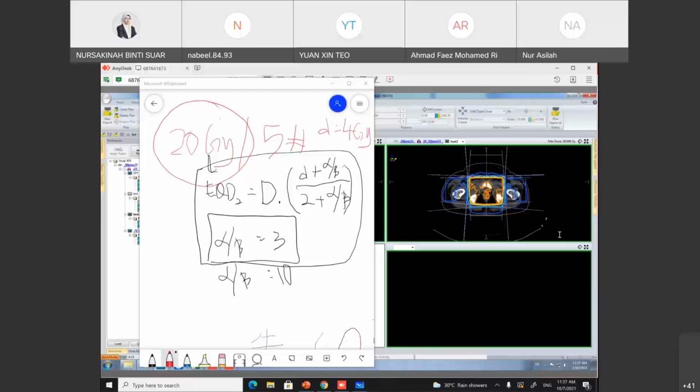Okay, question 2. Let's say 40 gray in 15 fractions. You just calculate both, the tumor and the OAR.